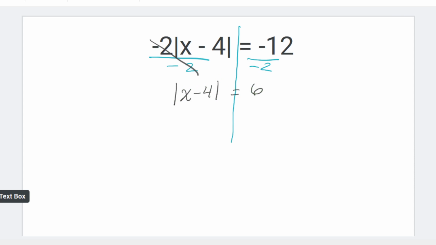All right, so now that I have the absolute value isolated, there's nothing written on the outside. Now we have to use the inverse operation of the absolute value, which is actually a type of split. So we're going to break this into two equations. In the first equation, we write exactly what we see here. It's just we remove the absolute value bars.